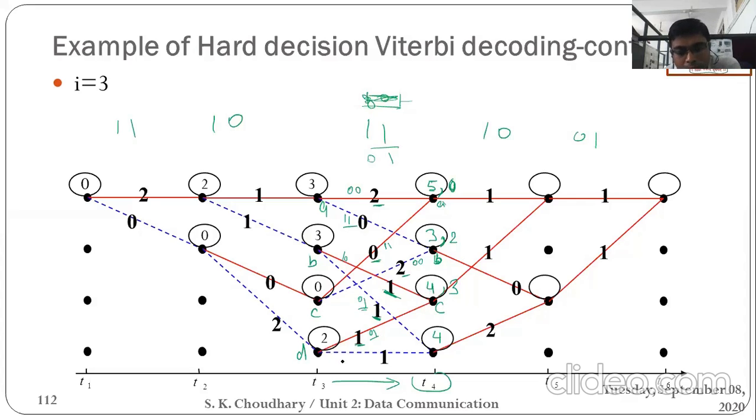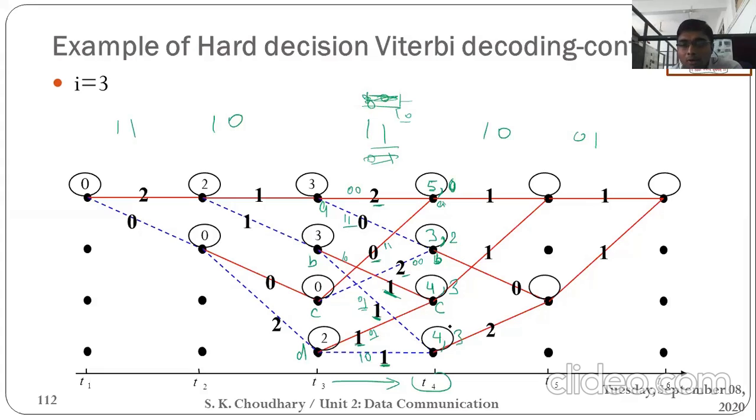Similarly, when you receive the input as a 1, at that moment you get the output 1 0. Compare the 1 0 with 1 1. Hamming distance is 1, so you can see the branch value is also 1. So 2 plus 1, it is 3.